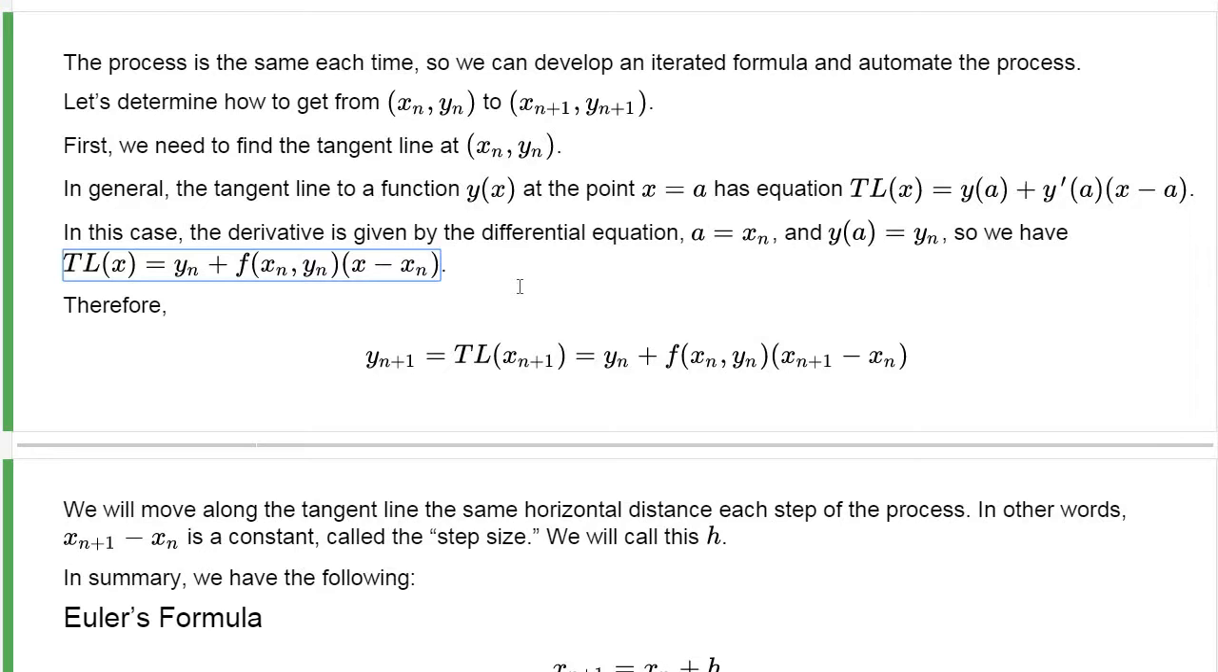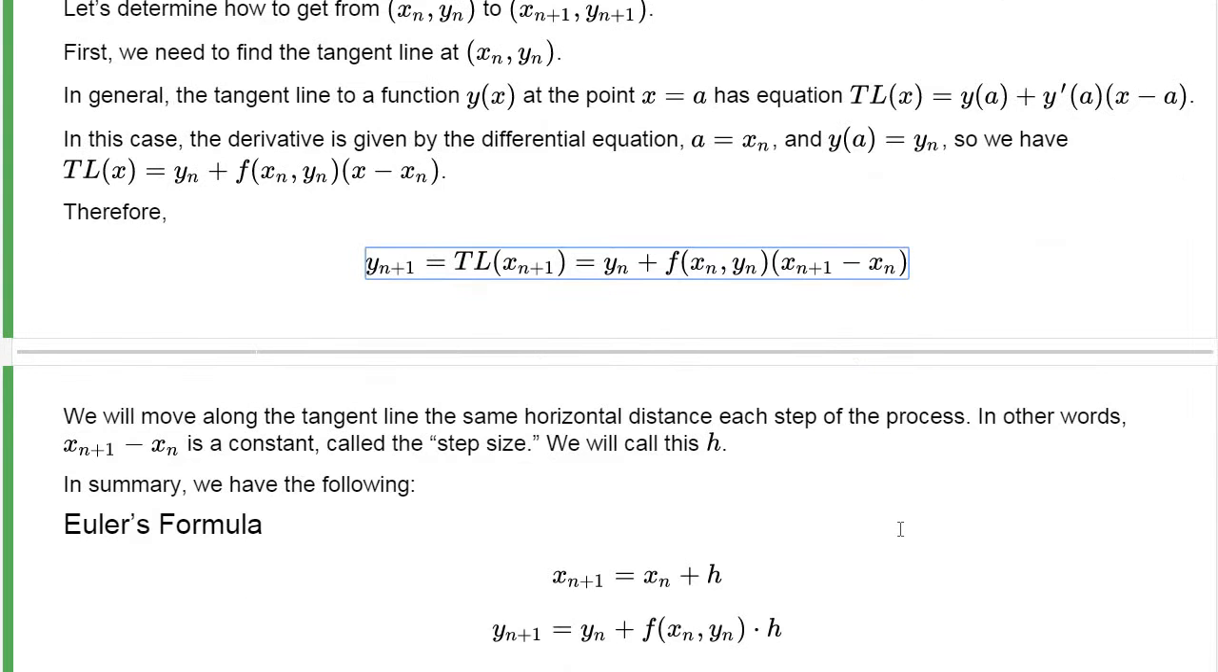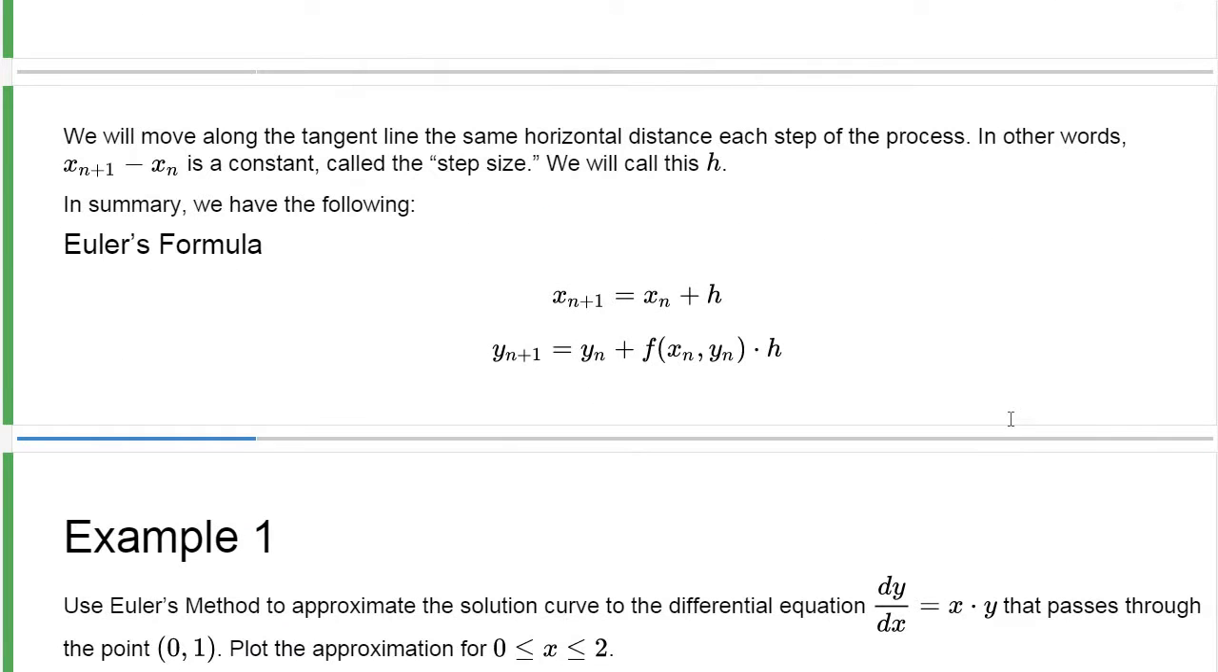Then we take xn+1, the new x coordinate, we plug that into the tangent line to get our new yn+1, and so yn+1 is y sub n plus the function times xn+1 minus x sub n. Now we're going to do this process so that this difference right here, xn+1 minus x sub n, is the same each time. That's what we're going to call the step size. I'm going to call that h. So in summary, here is Euler's formula.